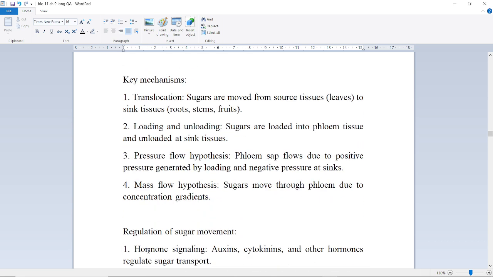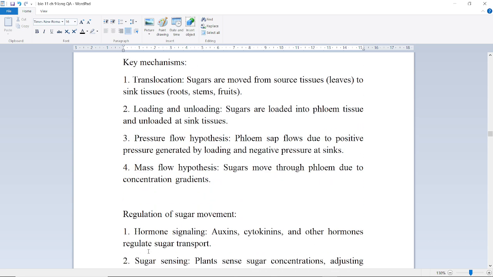Key mechanisms. Translocation: sugars are moved from source tissue, the leaf, to sink tissue like root, stem or fruit. Loading and unloading: sugars are loaded into phloem tissue and unloaded at sink tissue.